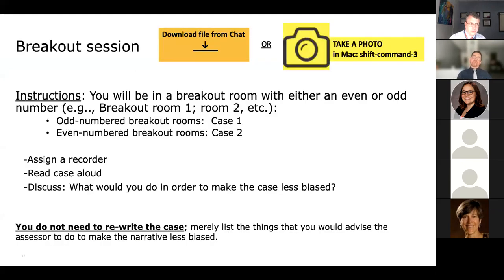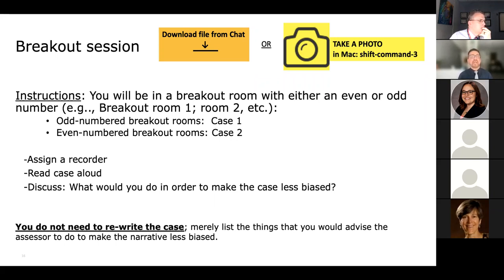Now I'd like to have us go into breakout rooms. Gary's going to put us into rooms in just a second. I see we have about 100 participants, so I think maybe 11 rooms with 8 or so people in them. What I'd like you to do is to have those in odd number breakout rooms focus on case 1, and even number breakout rooms focus on case 2.